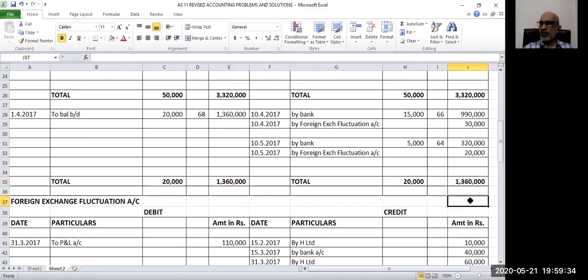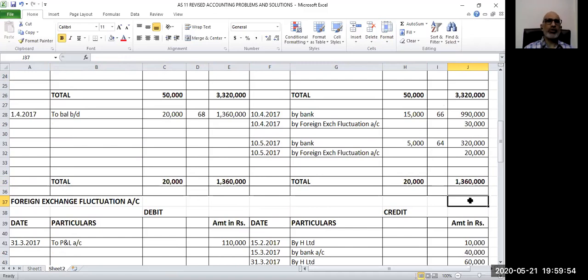The reason is all the payments are received from the party. Exchange loss and gain is already accounted for. So the account is automatically balanced.